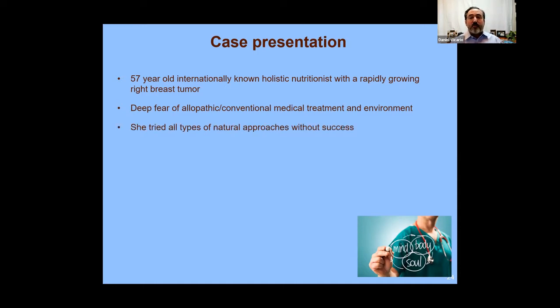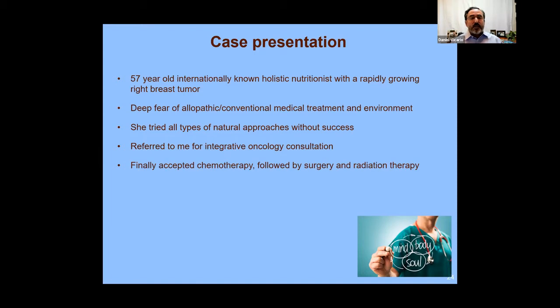She tried all types of natural approaches without success. I was honored to see her. She was referred to me for integrative consultations several years ago. I encouraged her to embrace chemo as part of her healing journey, and the way we communicated and talked about it, she did accept chemotherapy.